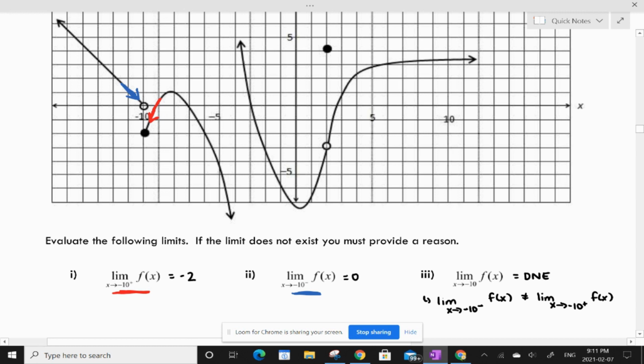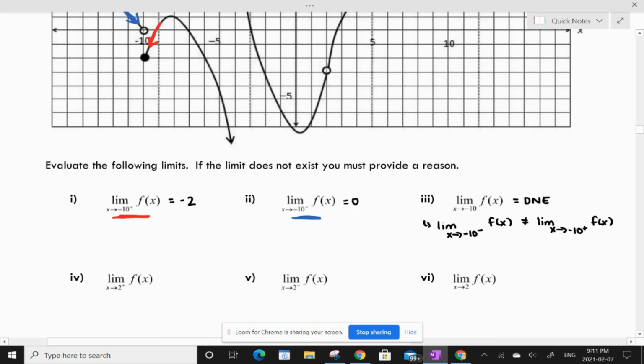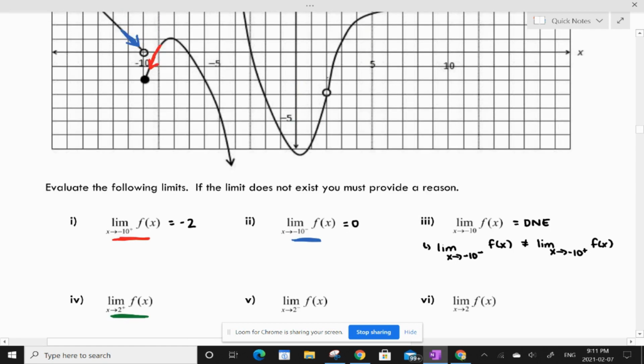All right, let's take a look at the next portion. The next portion here says the limit as x approaches 2 from the right-hand side for f of x. For this one, I'm going to use green. I'm just going to scroll up the graph a little bit. As x is approaching 2 from the right-hand side, that's dealing with this portion here. As my x's are approaching 2 from the right-hand side, the y value it's approaching is negative 3.